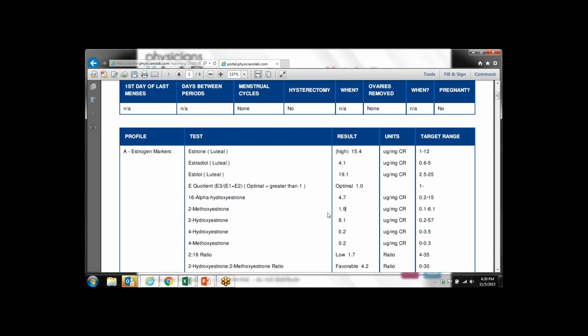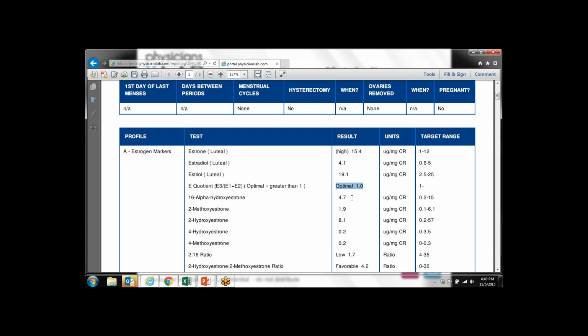My methylation is going to protect against any cell growth that's happening too rapidly with my 16-alpha-hydroxyestrone, and my 16-alpha-hydroxyestrone is converting to this nice 19 that I have in estriol, which is giving me an E quotient of 1, which is optimal. At least 1 is optimal. Anything higher than 1 is just great, because my estriol is now competing at the receptor with my E1, with my E2, and with my 16-alpha-hydroxyestrone.